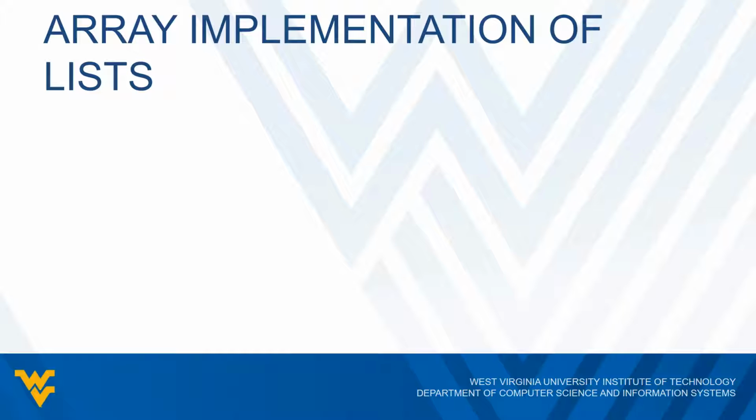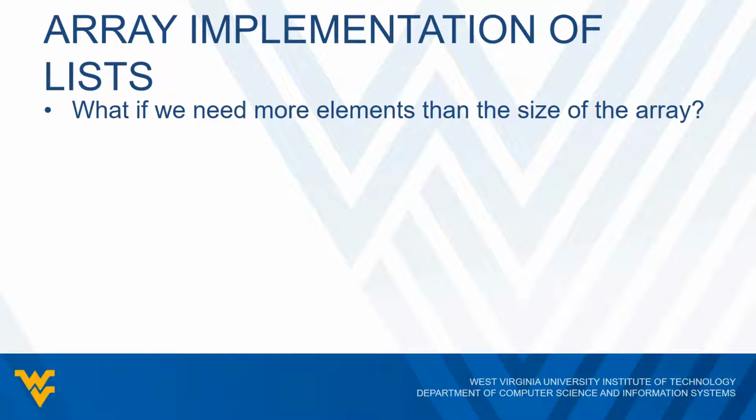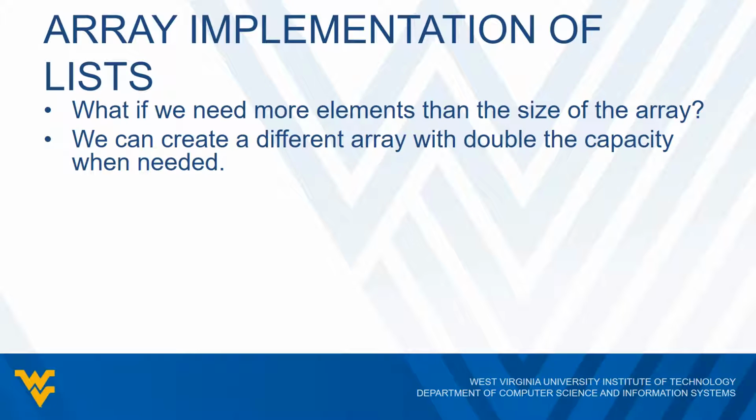Clearly, we can use an array to implement a list. We've already mentioned that before, but we need to address one of the biggest problems with using an array. What if we need more elements than the size of the array? So what we can do in this case, if we find that the array is full and we need to add more stuff, we can create a new array and we can double the capacity whenever this is needed.